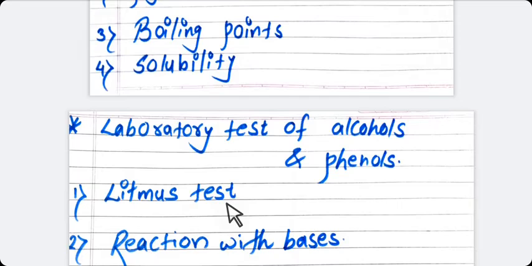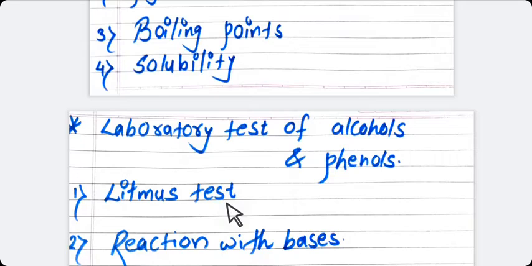Water soluble alcohols and phenols can be tested with this method. Aqueous solution of alcohol is neutral to litmus, means neither blue nor red litmus changes color. An aqueous solution of phenol turns blue litmus to red. What does it mean? Phenol is acidic in nature.